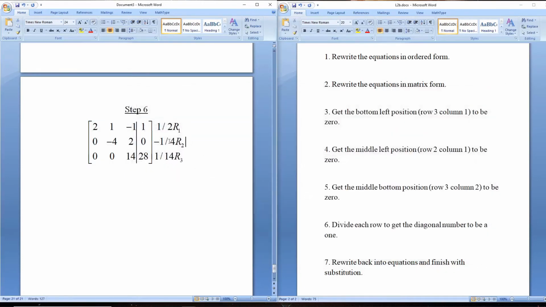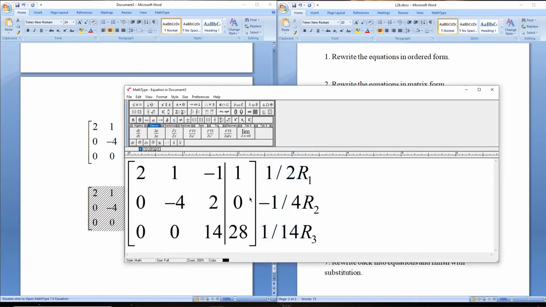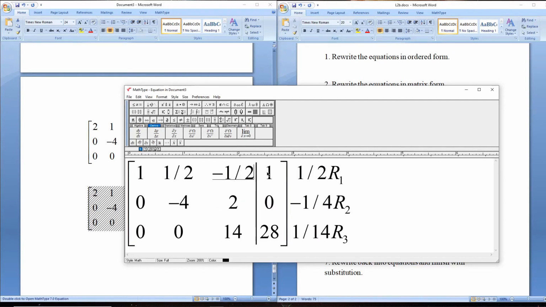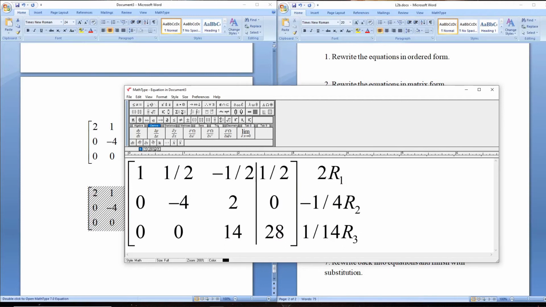So here's our instruction set. We have 3 instructions here. We can do that all at once. So let's do that. We're going to take the first row, divide everything by 2. So 2 divided by 2 is 1, 1 divided by 2, minus 1 divided by 2, and then 1 divided by 2. And so we completed that instruction.